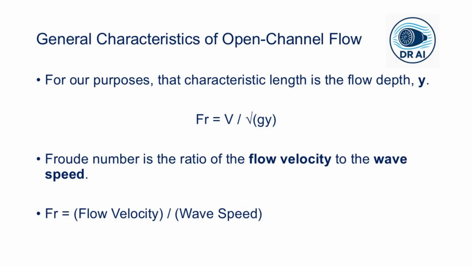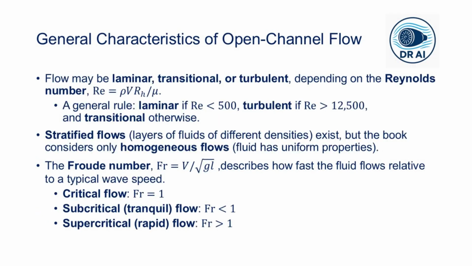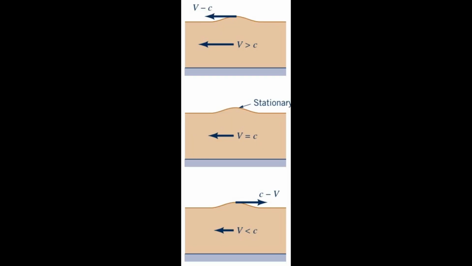It also tells us whether the fluid is flowing faster or slower than information in the form of waves can travel on its surface. So let us break it down into three regimes, which are illustrated beautifully by the figure in this particular slide. Number one is the subcritical flow, second is the critical flow, and third is the supercritical flow.